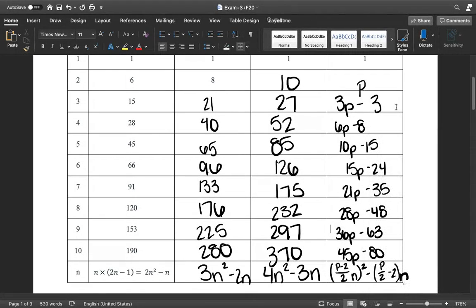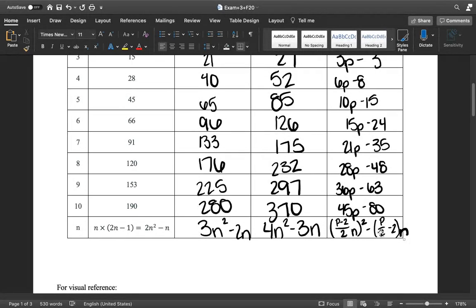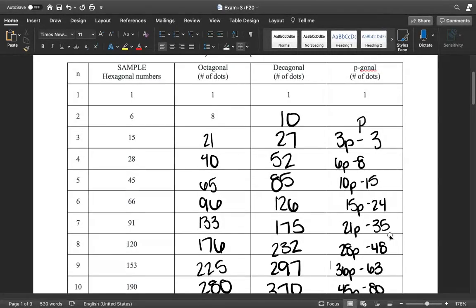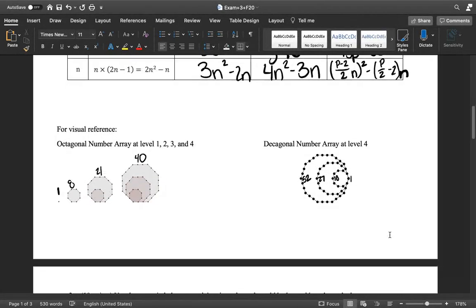So for level 4, we have 6p minus 8, level 5 is 10p minus 15, level 6 is 15p minus 24, and so on. And then to generalize even more to find any number n, I found that the quantity (p minus 2) over 2 times n squared minus n times the quantity (p over 2 minus 2) would give us the number of dots for any n of any p-gonal shape.